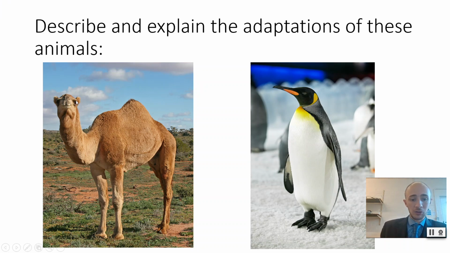You can talk about the long eyelashes for keeping sand out of his eyes. You could talk about the large splayed feet, so he doesn't sink into sand. You could talk about thin fur and lack of sweat, so he doesn't overheat. You can talk about his small surface area to volume ratio, so that he doesn't absorb much heat. All of those are good.